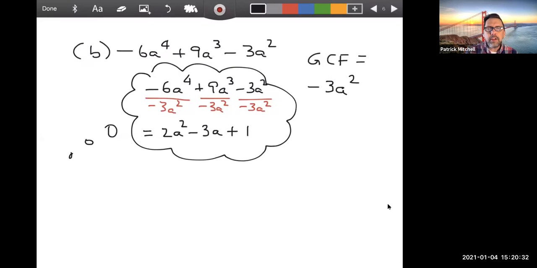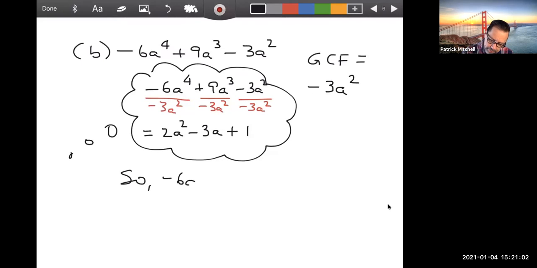What I would like to point out to you right now is notice what happened to the signs of the terms. So I started off with negative, positive, negative. And after I factor out a negative, I have positive, negative, positive. It switched the signs of each and every term. So that's a good thing to remember for when you're factoring out a negative. So now I'm ready to write my answer.